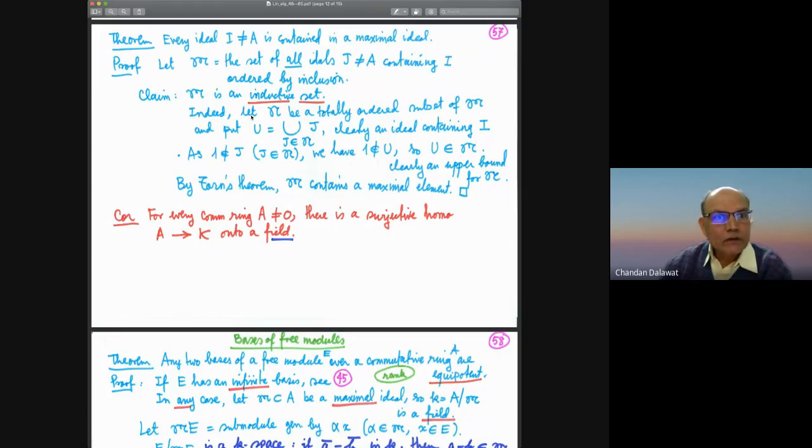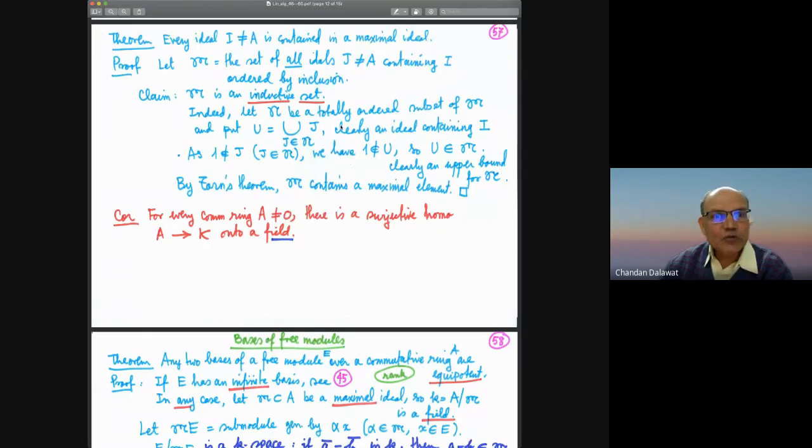Okay, so let's take a totally ordered subset N and take the union of all the ideals in this N. Call this union U. So this is clearly an ideal containing I, because each J contains I, so the union contains I, and each J is an ideal, so U is an ideal. There's a small checking involved there, right? For example, if I take two elements X and Y in U, why is there some element in U?